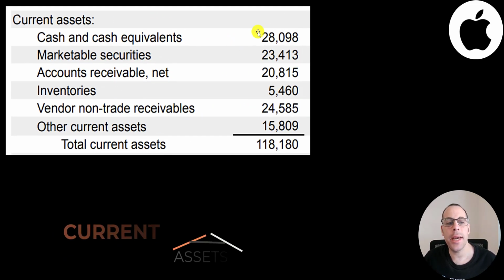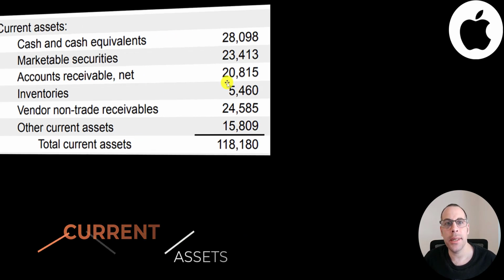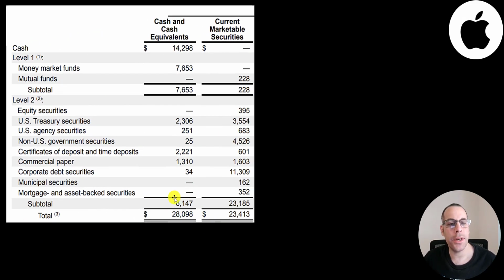Let's look at their current assets, 28 billion of cash, 23 billion of marketable securities. Here's a breakdown of the cash. Half of that is in cash, 7.7 billion of money market funds, and then US Treasury securities, CDs, commercial paper, etc. Here's a breakdown of the marketable securities. A bulk is in corporate debt securities, commercial paper, non-US government securities, and US Treasury securities.